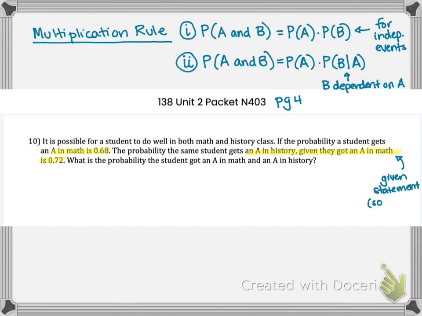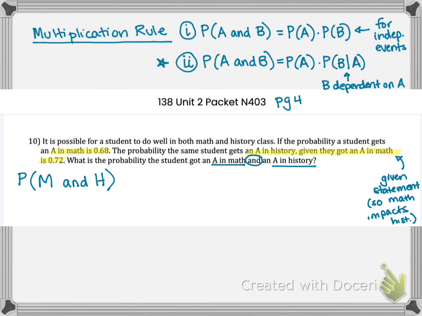So math impacts history. Okay, that's what this is saying based on the information that we're given. So it's saying, what is the probability a student got an A in math and an A in history? So we're being asked an A in math, so I'm going to use the letter M for that, and an A in history.